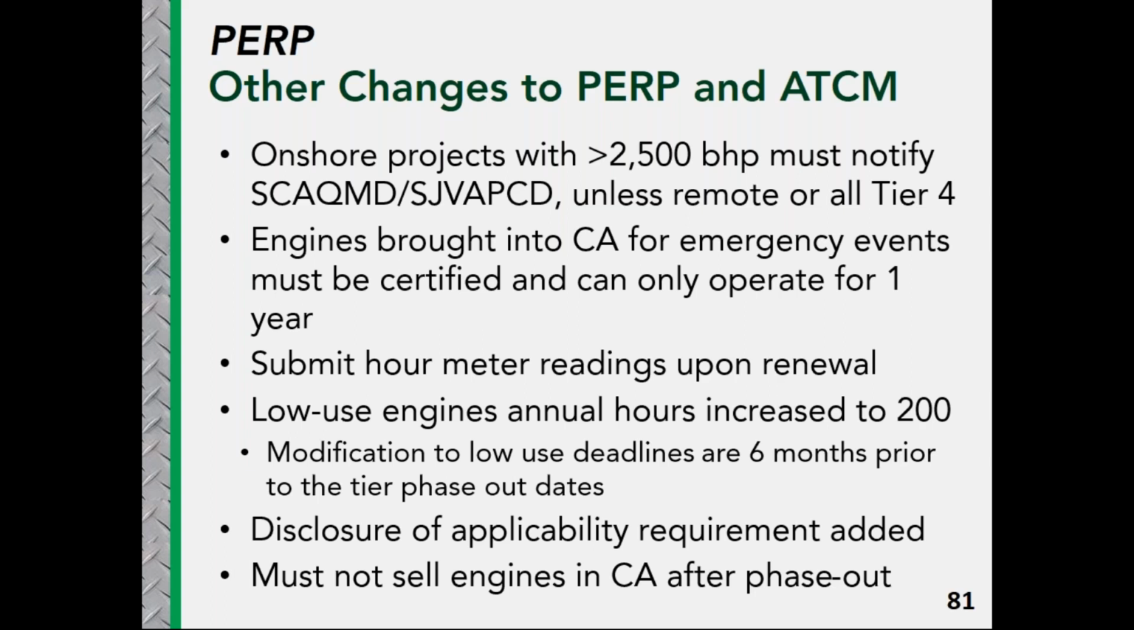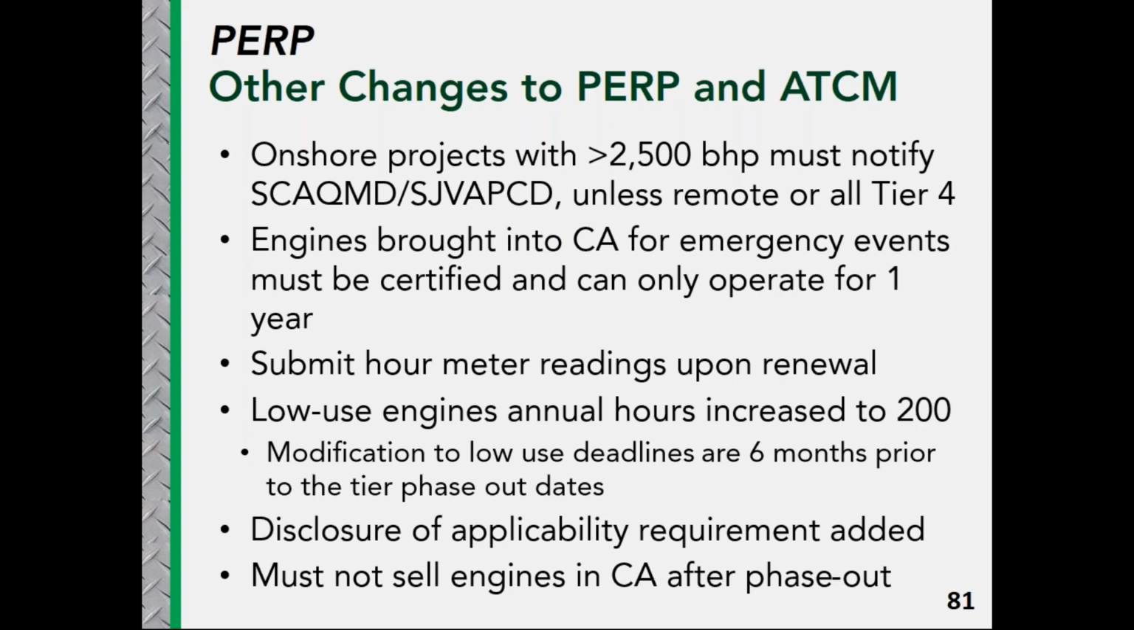It used to be 100 hours per year. And there is a way to keep older engines that are being phased out as long as you do a notification soon enough. So the tier 1s were phased out at the beginning of this year, but if you had a tier 1 and you wanted to drop it into the low use category, you could have applied for the option to do that as long as the application was submitted prior to June 30th, which is 6 months before the date that it was phased out. And you could still be using that under low use.